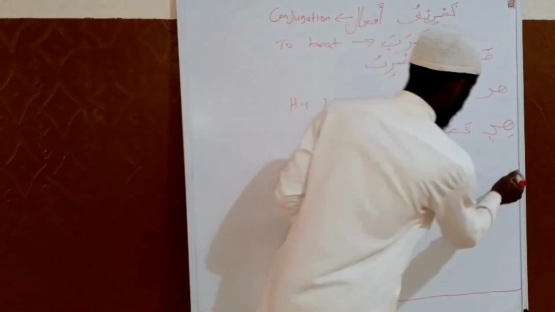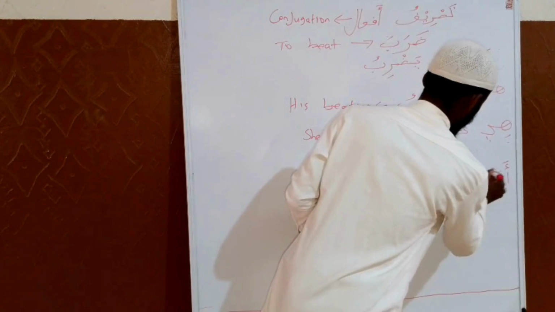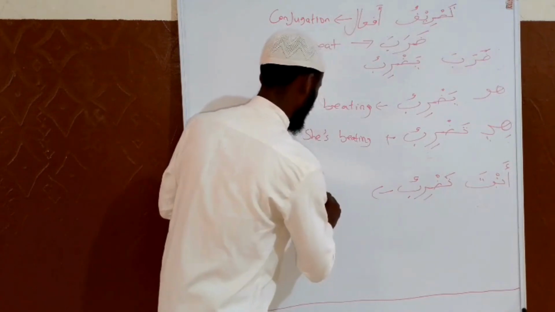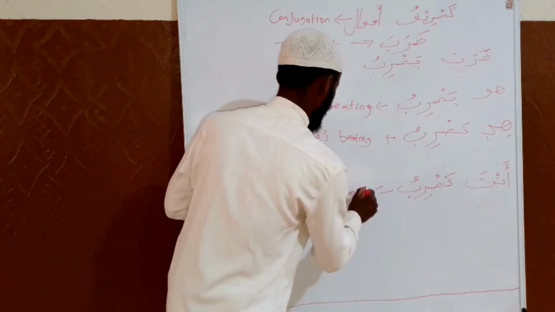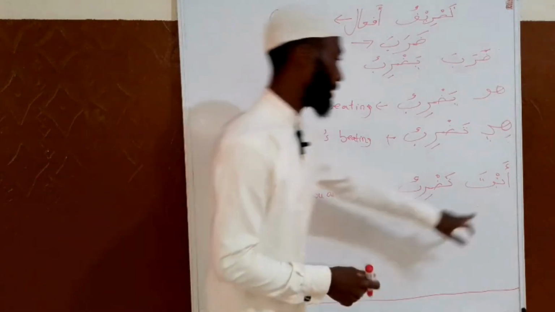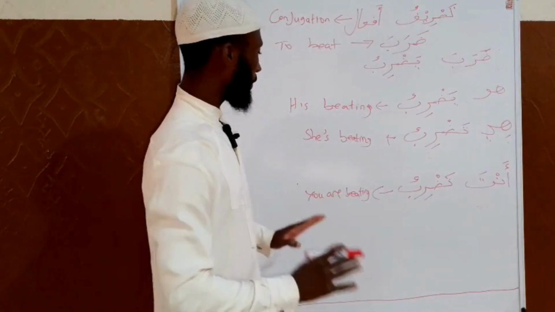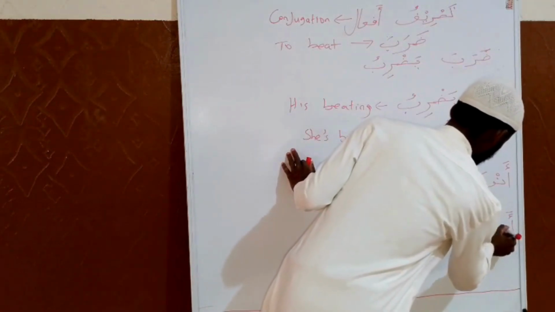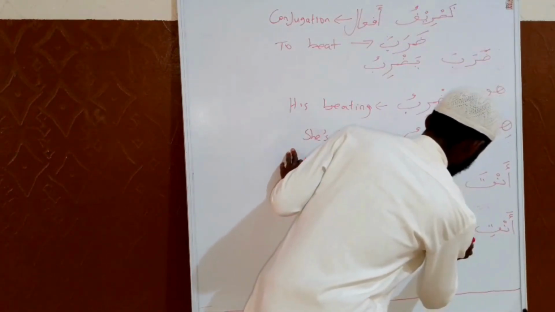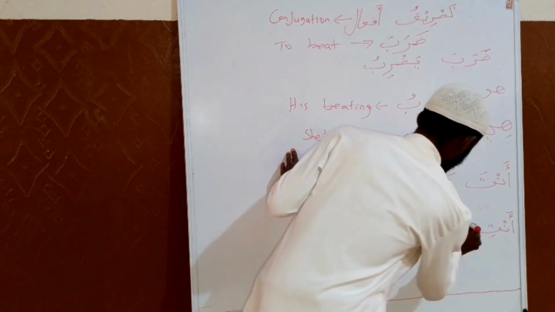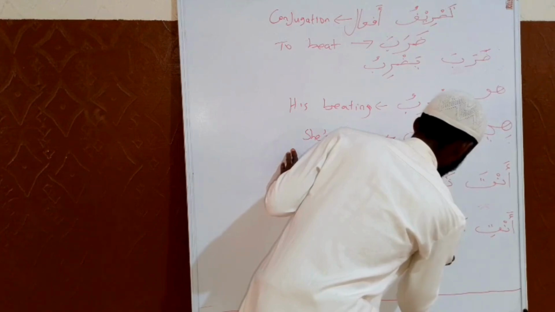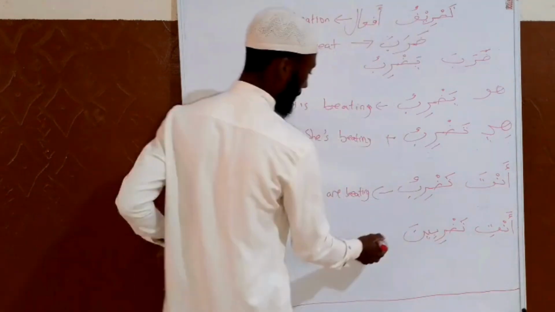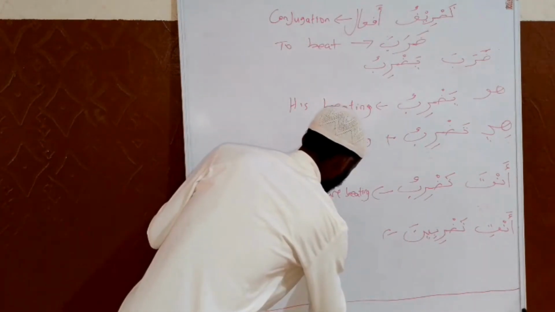Now, how do you say you are beating? That is anta tadribu. That's anta tadribu. That is, you are beating. This is for the masculine. Now, for the feminine, that is going to be anti tadribina. That is that you are beating.